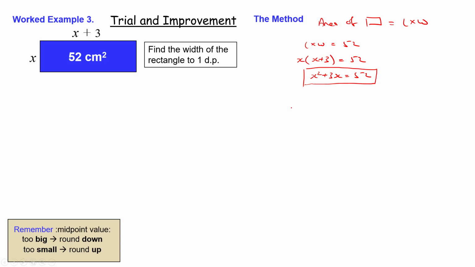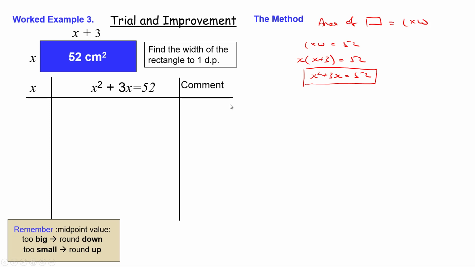This is more typical of a type of question you'd get in an exam. Okay. So we've got our table, and if we start to try some numbers then, I'm going to start with 5. If I put 5 in here, 5 squared plus 3 times 5 is equal to 25 plus 15, which is only 40. Smaller than 52, so my comment is too small. Then I try 6. 6 squared plus 3 times 6 is equal to 36 plus 18, 54. Too big.